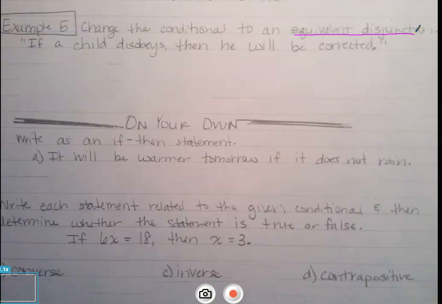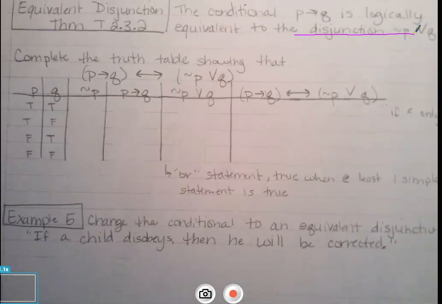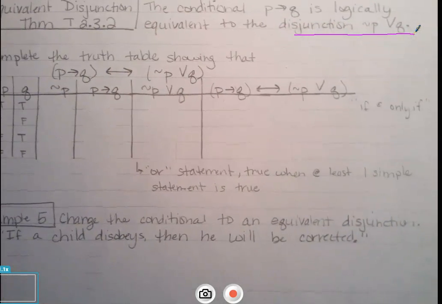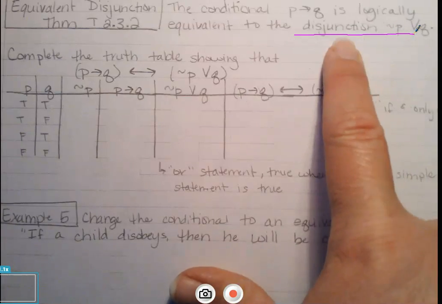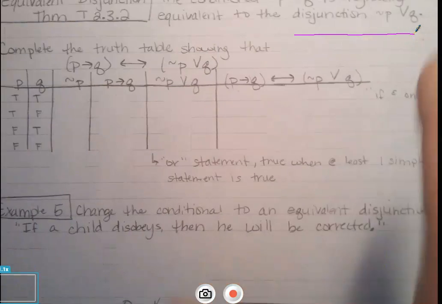If a child does not disobey, or he will be. Okay, time out. What's a disjunction? A disjunction is not P or Q. Okay, where are you looking for disjunction? Like, where are you getting it's not P or Q? Right there. Okay, so you're saying for this one. Yeah, okay, I see. I just want to make sure everybody knows where you're getting it. So at the equivalent disjunction theorem that we looked at, he's saying it's not P or Q.